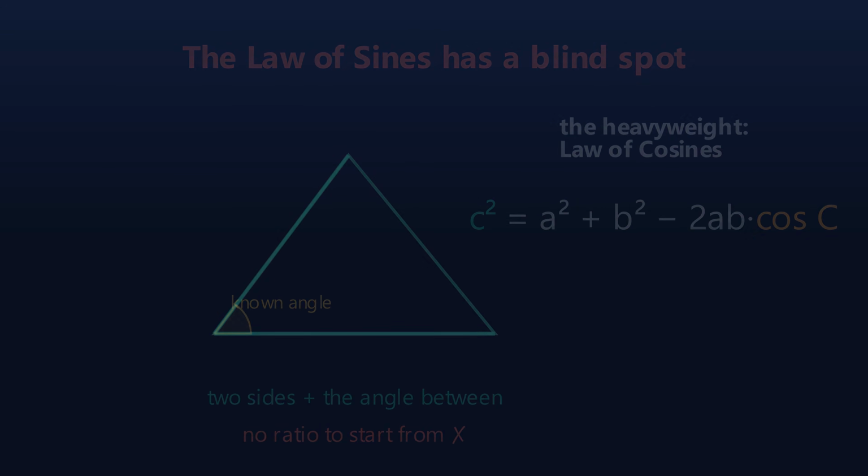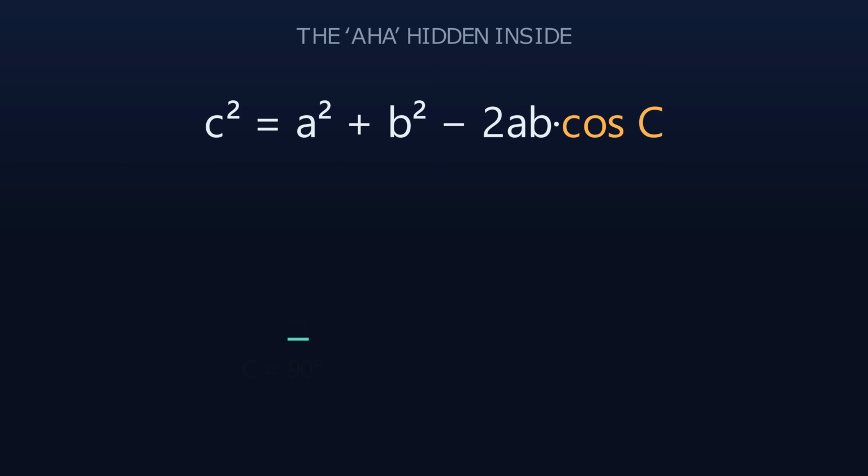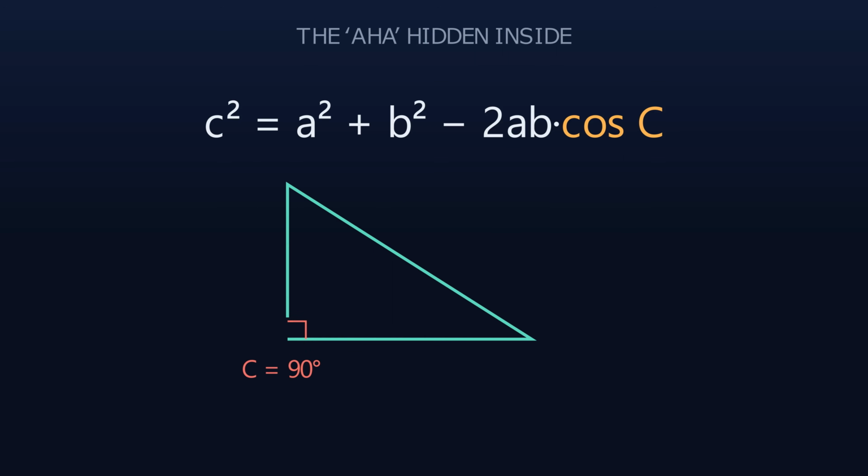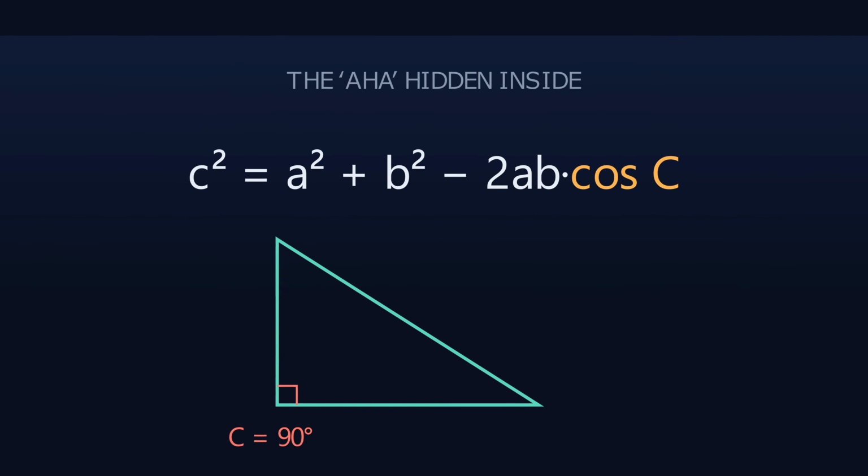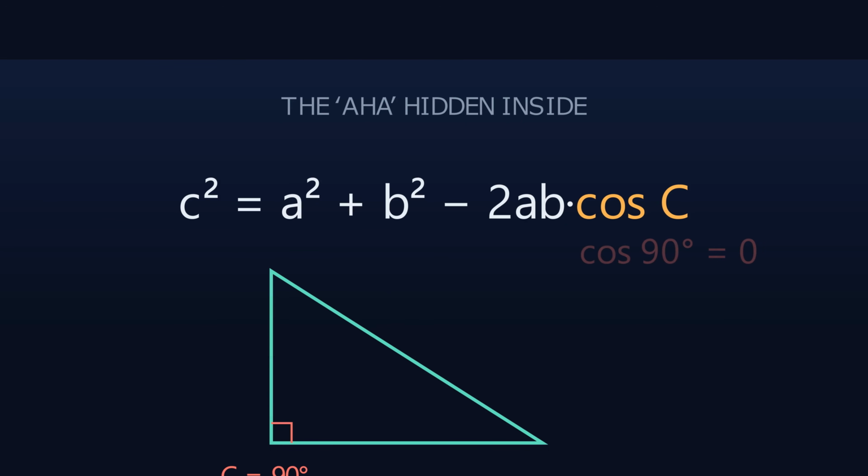Now look closely, because this is one of the great aha moments in all of mathematics. What if that angle is exactly 90 degrees? The cosine of 90 degrees is 0, so the entire last term vanishes, and you're left with c squared equals a squared plus b squared, the Pythagorean theorem. It was never a separate law.